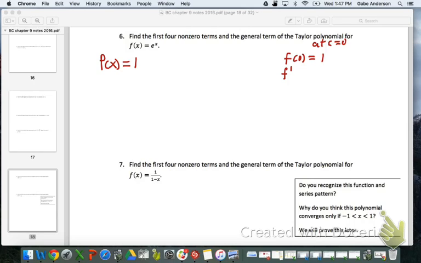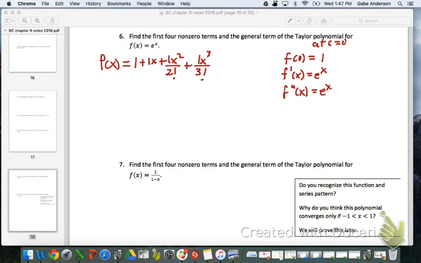What's nice about this is all my derivatives are just going to be e to the x, right? So, second derivative, et cetera, they're all going to be e to the x. So this is going to construct pretty easily. So we could put plus f prime of 0 would also be 1, and f double prime of 0 would also be 1. So they're all just going to be 1x plus 1x squared over 2 factorial plus 1x cubed over 3 factorial, so on and so forth.